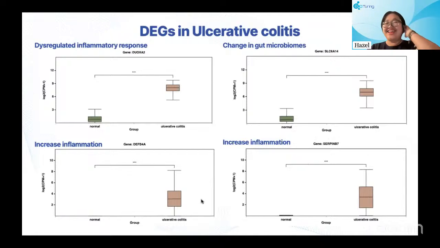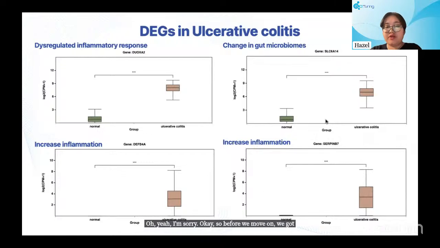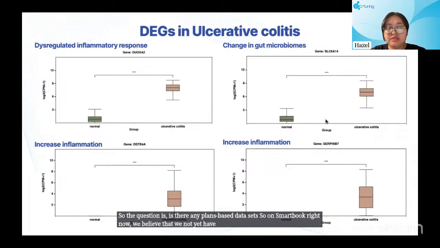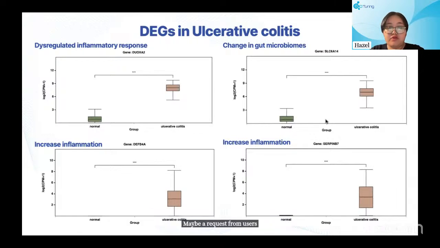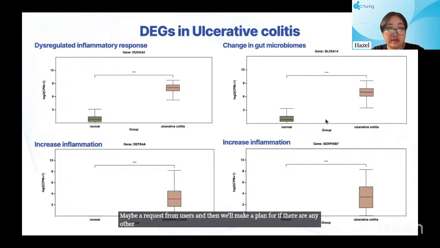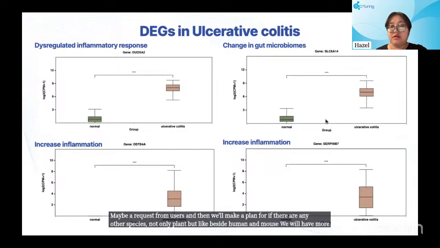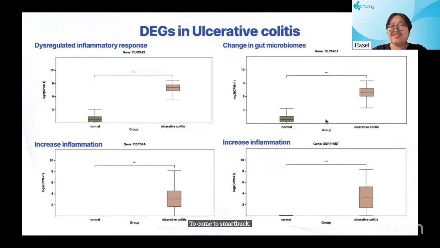Oh, yeah, I'm sorry. Okay, so before we move on, we got one question from Pranav that I would like to answer first. The question is, are there any plant-based data sets? So on SmartBook right now, we do not yet have a plant-based data set. However, our database is constantly growing. We will note it down as a request from users, and then we'll make a plan for any other species, not only plant, but besides human and mouse, we will have more species to come to SmartBook. Okay, so yeah, that's all.